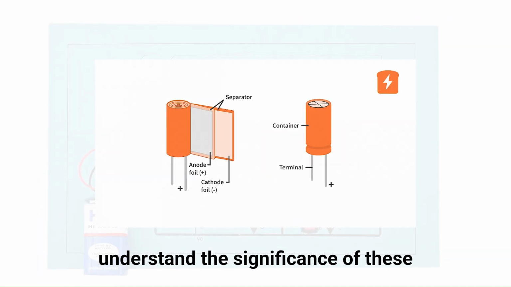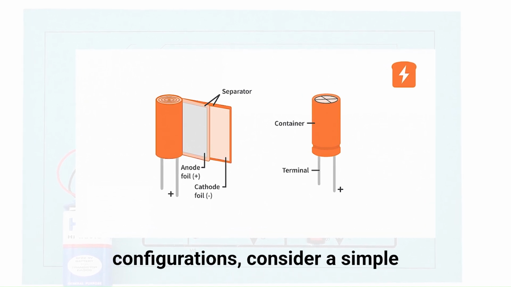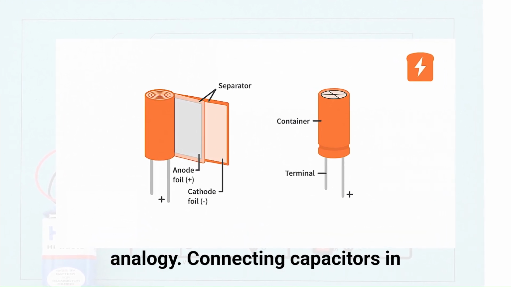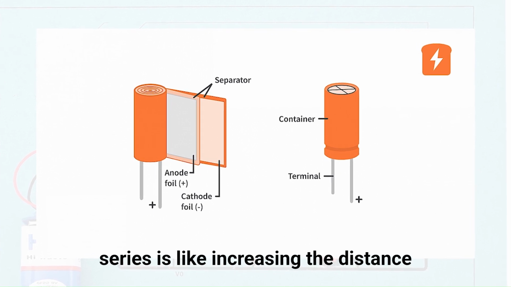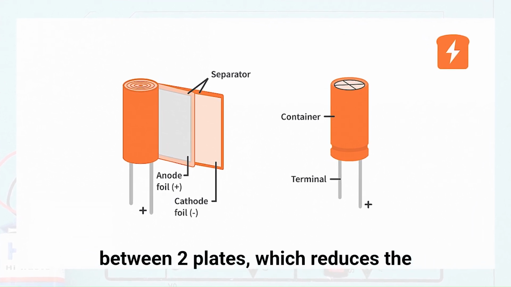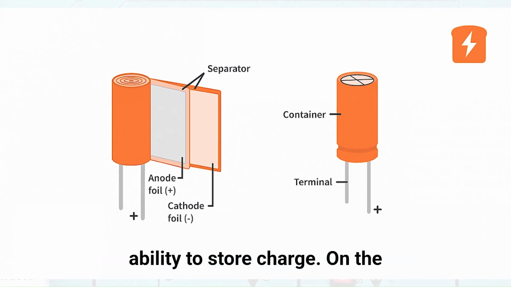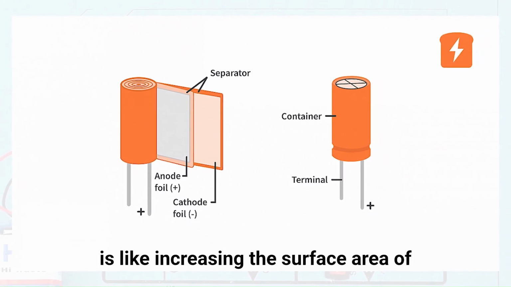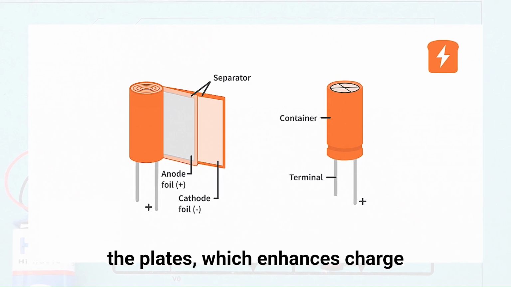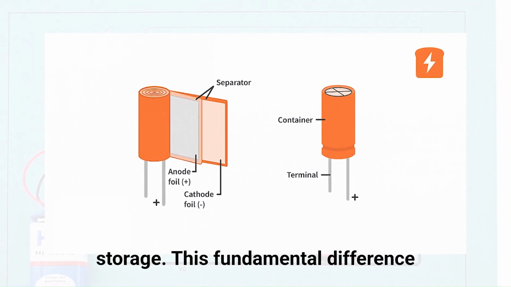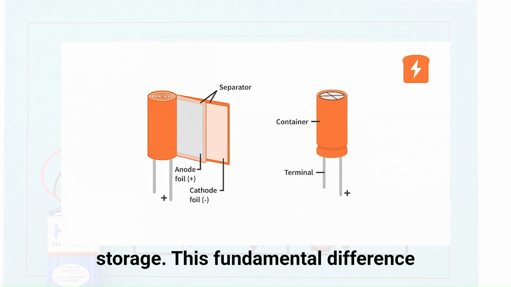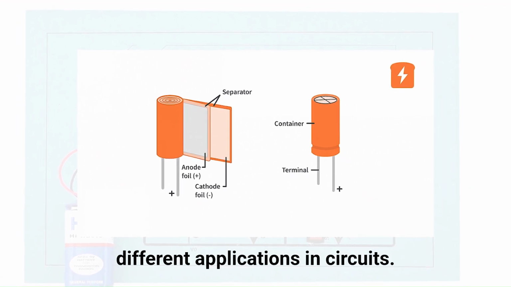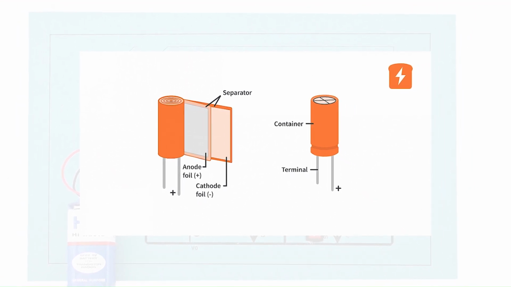To understand the significance of these configurations, consider a simple analogy. Connecting capacitors in series is like increasing the distance between two plates, which reduces the ability to store charge. On the other hand, connecting them in parallel is like increasing the surface area of the plates, which enhances charge storage. This fundamental difference makes each configuration suitable for different applications in circuits.